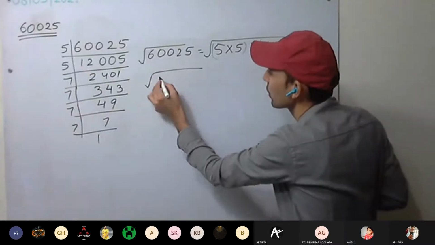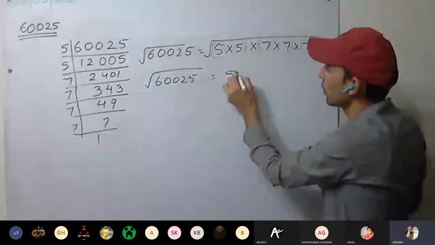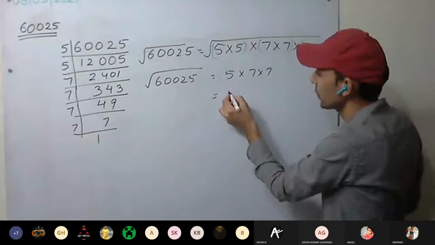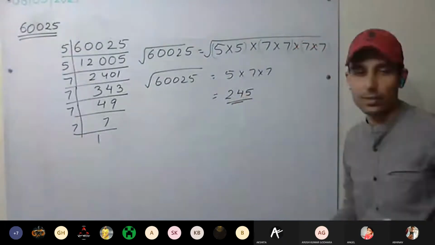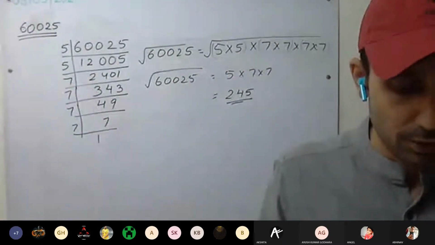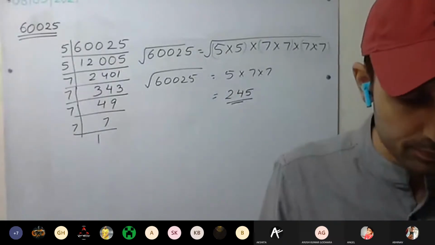Okay. So the root of 60025, answer: 5 into 7 into 7, 49 fives are 245. 245. Good. So the rest of you can do as homework. Or do you want one more question to do? Sir, homework.